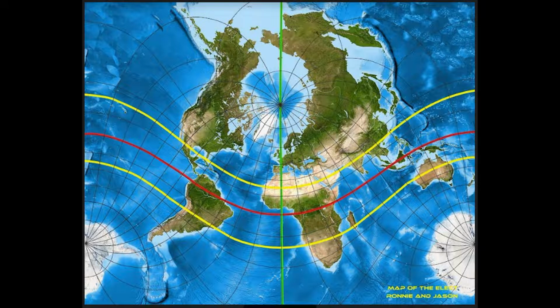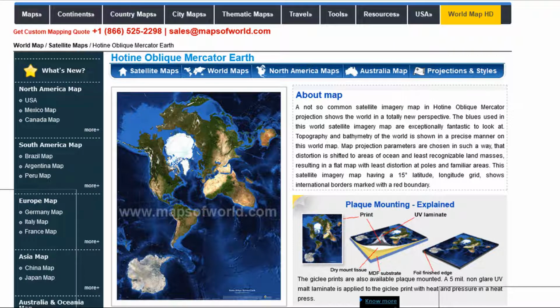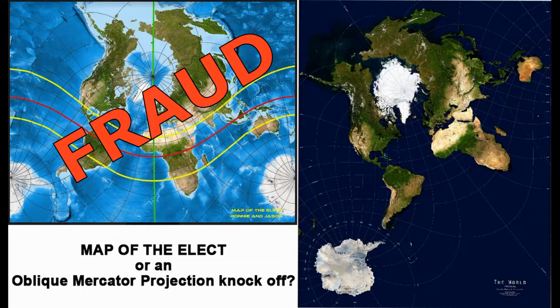When I first came across this map, I knew it looked familiar. I had seen it before. In fact, the so-called Flat Earth map is not a Flat Earth map at all. It's an old existing map called the Oblique Mercator Projection of the Globe. This so-called map of the elect is a fraud. This map was not created by Flat Earthers.